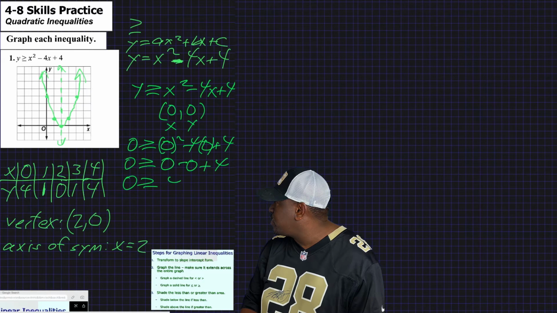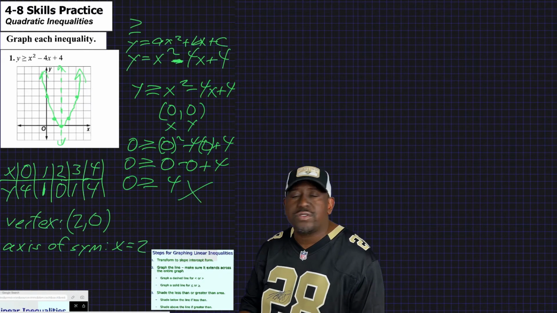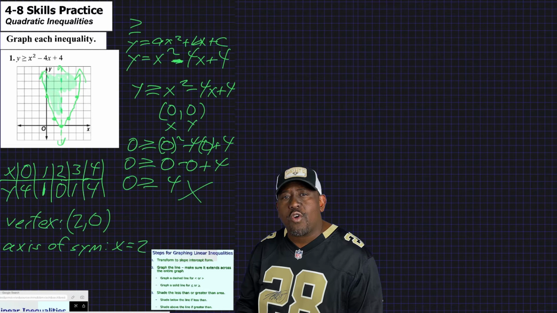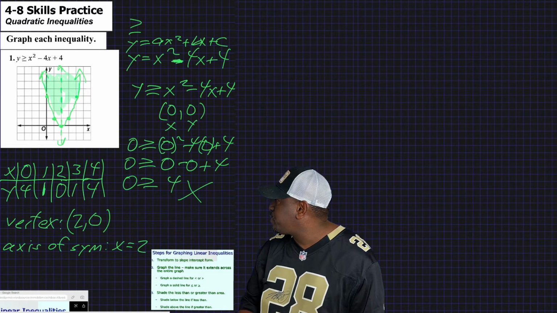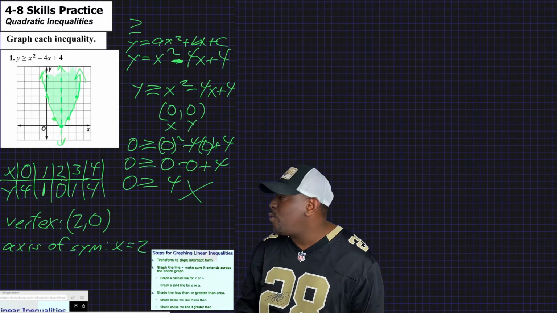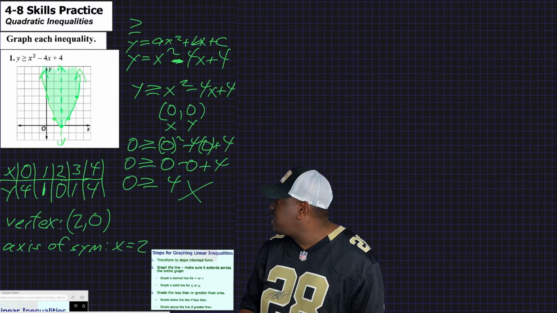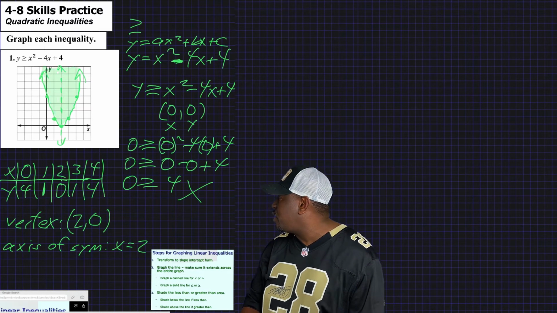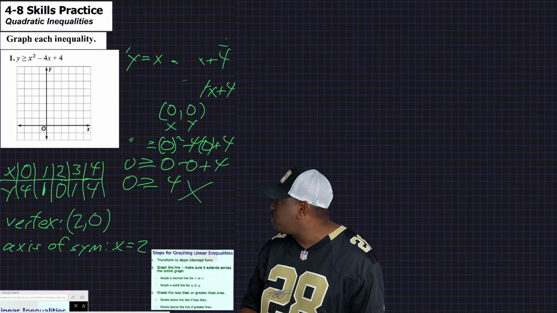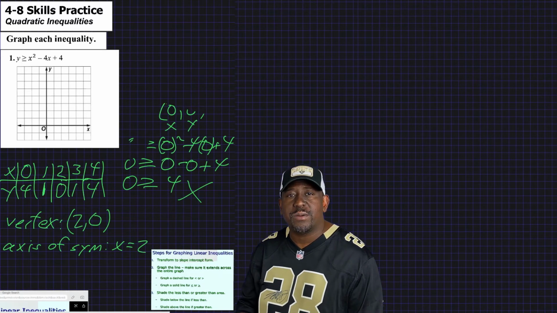So we substitute 0, 0. That's very easy to calculate. You got 0 squared is 0. Negative 4 times 0 is 0. 0 plus 4 is 4. So is 0 greater than or equal to 4? Well, the answer to that is no. And since it's no, we know that we will shade the inside of the region, as the NOLA Math man is doing. And so that is our answer for the problem. We're done with number 1.